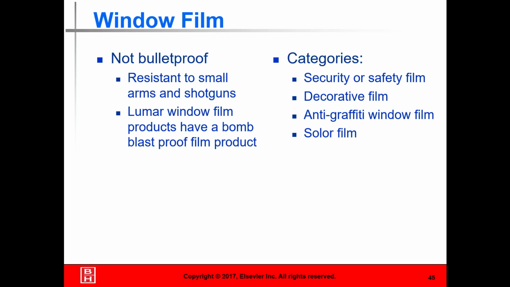Window films, they work great. Resistance to small arms and shotguns. Lumar window film products have bomb blast proof. Again, these are security films that you could put on. And basically, they prevent the window from shattering and they absorb it so it will stay intact. Decorative films can make it even more visible. Anti-graffiti films help prevent anyone from writing on it. And solar films to make it more efficient.